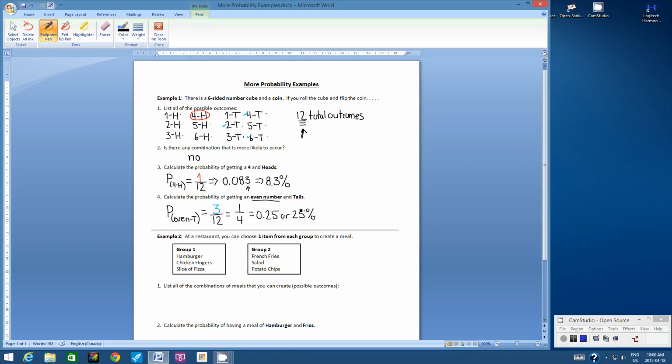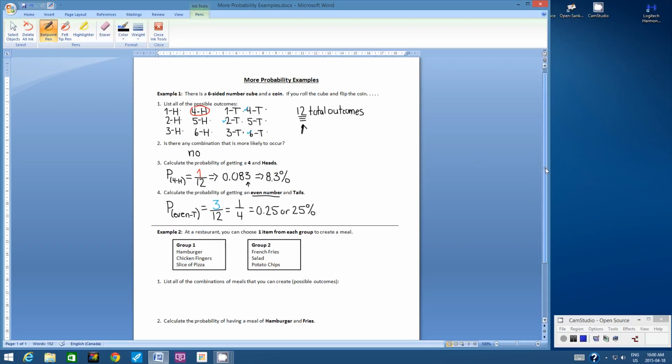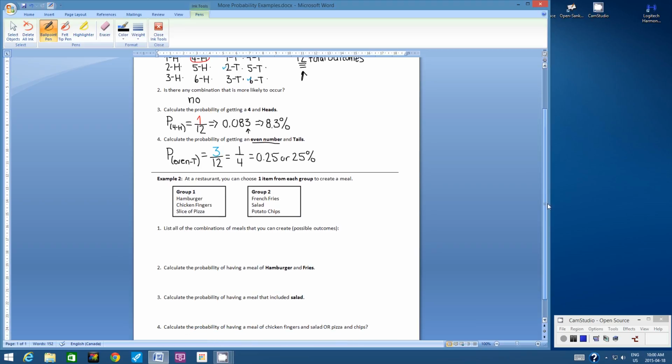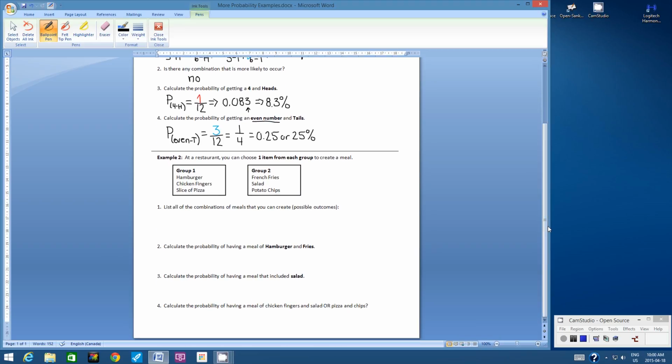Okay, so the probability of getting an even number and tails is 25%. That's much higher than the probability of getting a 4 and a heads if we were to compare these two probabilities. Okay, this is much more likely than this. Okay, so let's go on to example 2, something totally different.